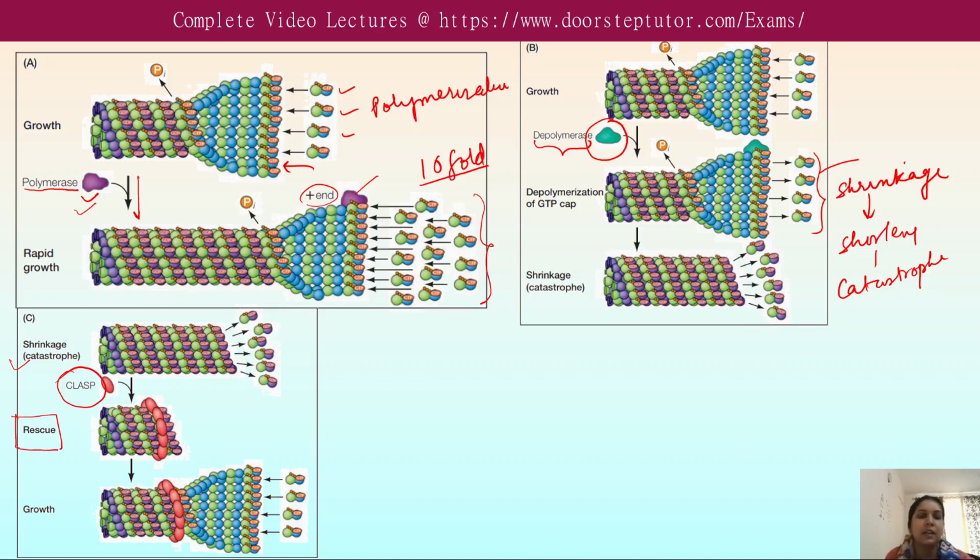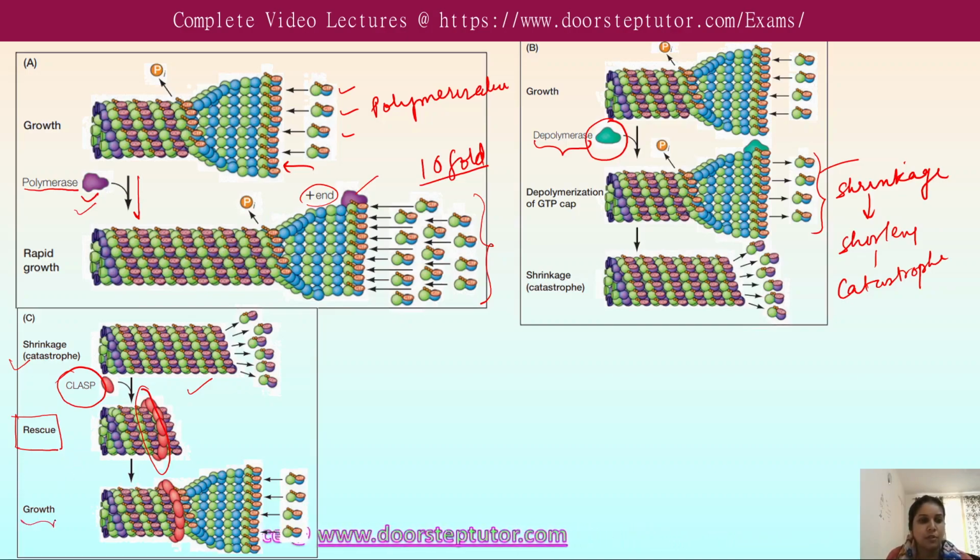Rescue means it helps in the slow growing of the microtubule filament. So the CLASP, when attached, protects the microtubule filament in a manner that helps in preventing the shrinkage stage and the catastrophic stage, and helps in promoting the rescue stage.